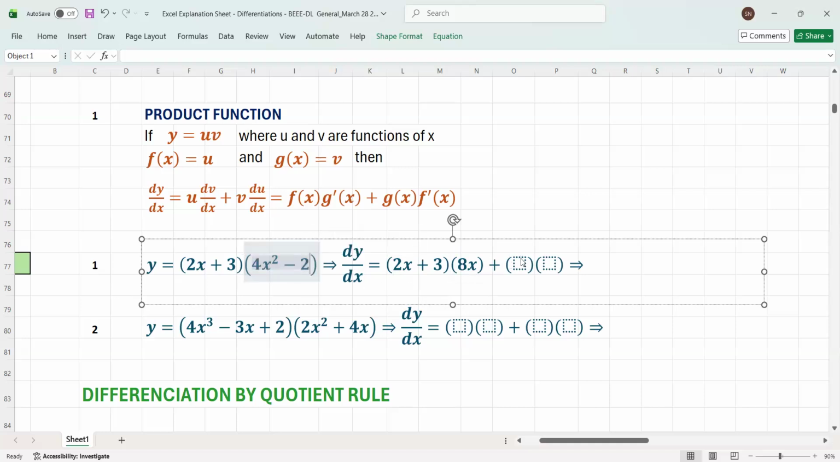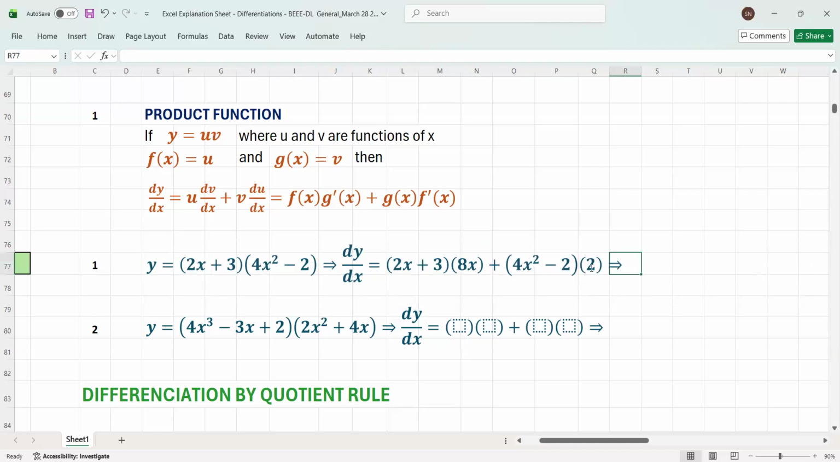Now we are going to keep the v function constant, that is 4x squared minus 2. And then we differentiate 2x plus 3. Now, if I differentiate 2x, what do I get? The power there is 1. 2. 2, exactly.